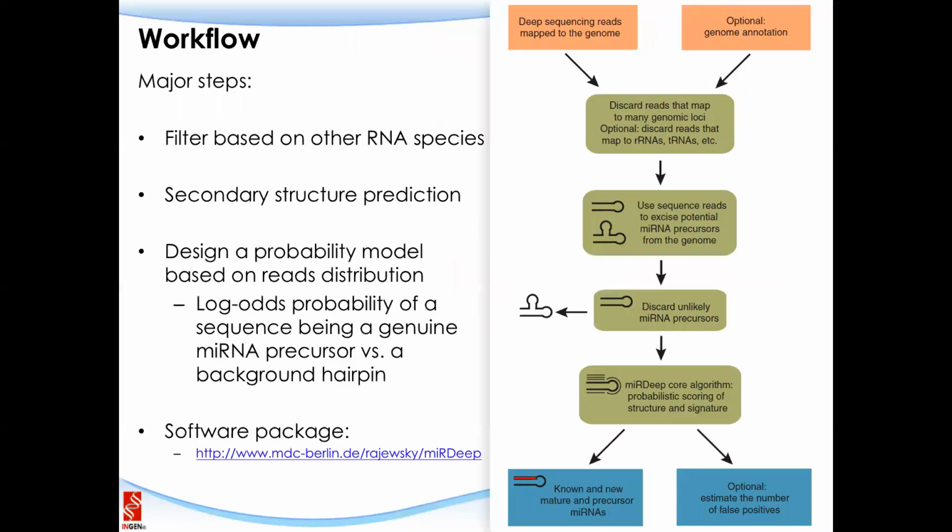With this workflow, there is a method and an existing package named miRDeep. Basically, the procedure gets the deep sequencing, discards the reads that map to many possible genomic loci, and uses the sequences to assess potential microRNA precursors from the genome. Something like that will be removed, and it identifies the pattern of high expression over this area and low expression in the rest.